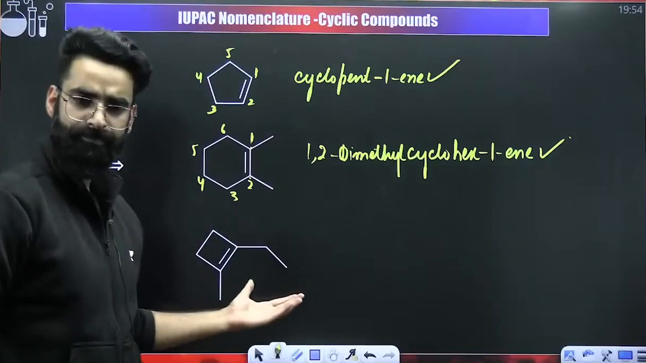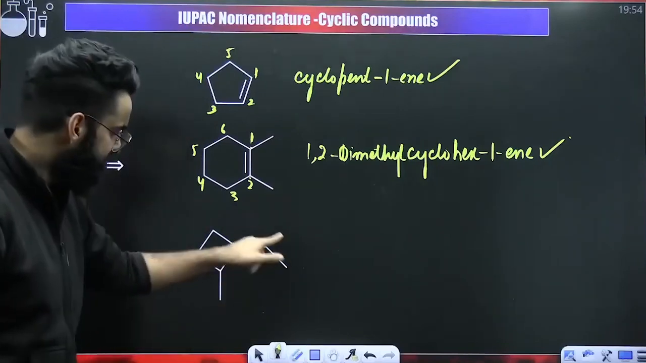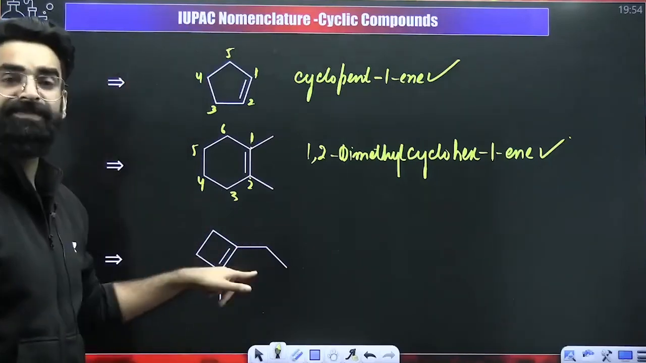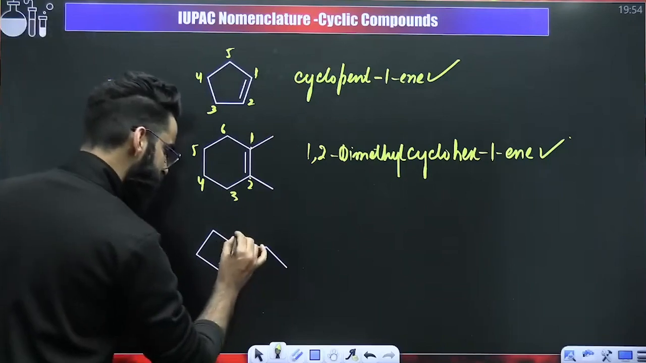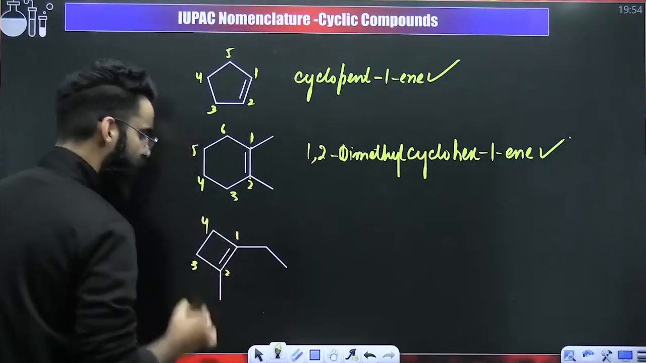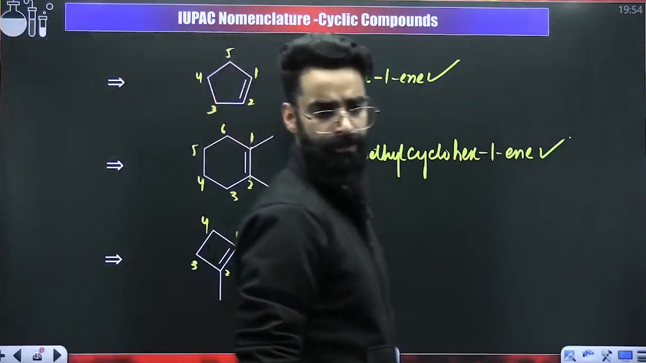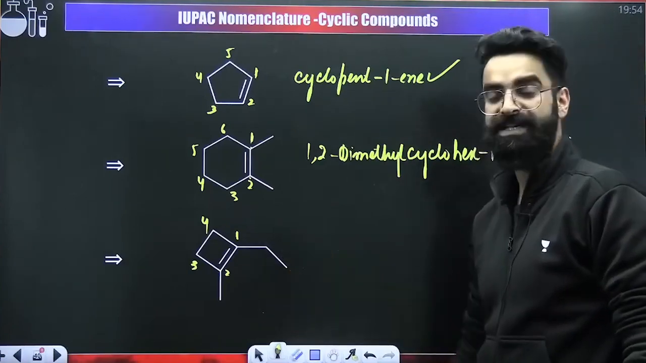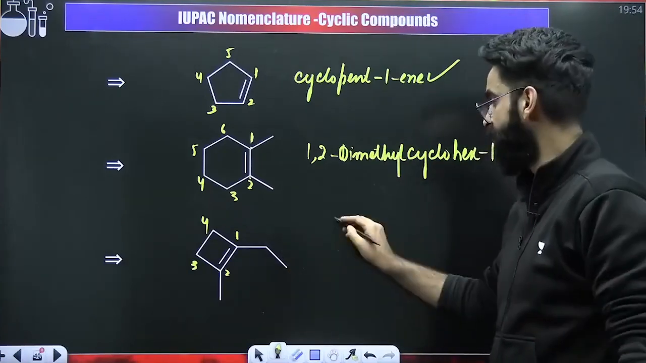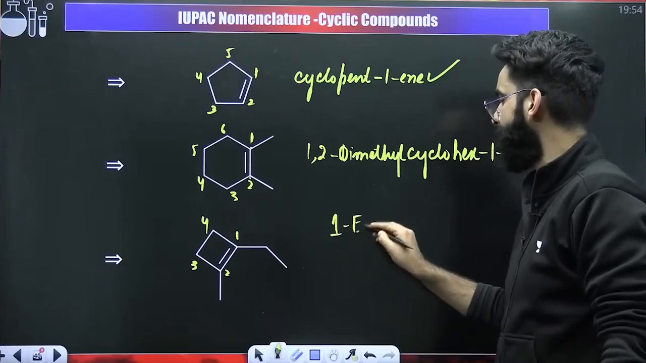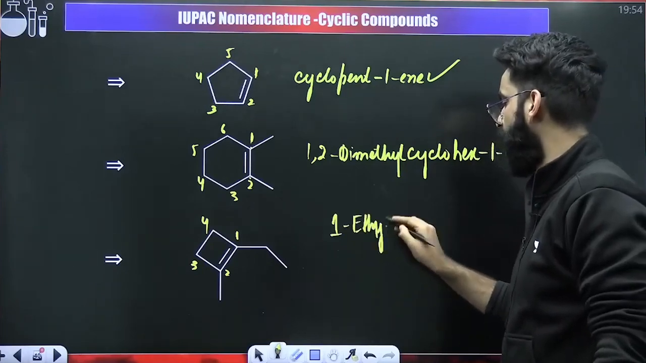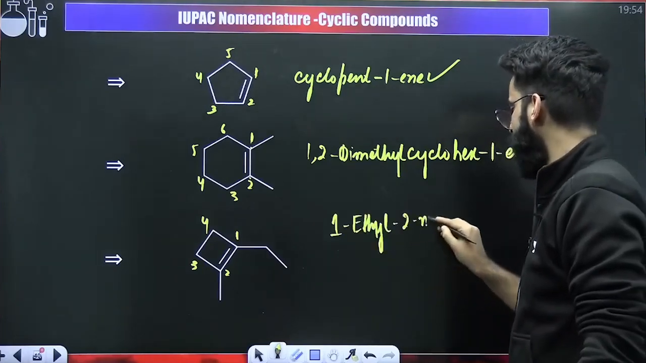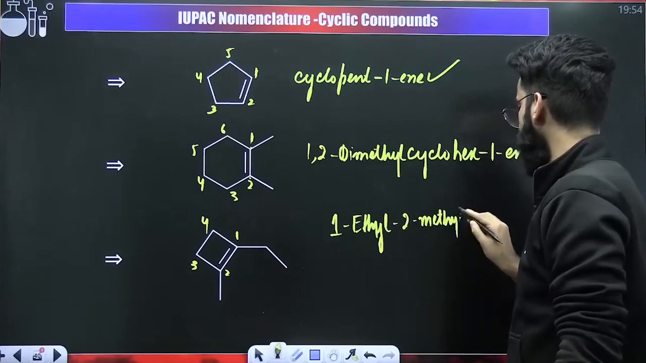Done? Is it done? This is ethyl, this is methyl. Ethyl starts with E, so prioritize that. So this is 1, this is 2, this is 3, this is 4. Right, guys? So what is going to be the name? Ethyl starts with E, methyl starts with M. I'll try to write ethyl first. So it's going to be 1 ethyl, 2 methyl, 2 methyl.